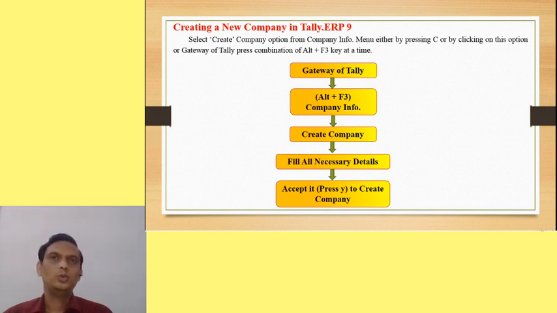Now, to work on Tally ERP9, we should create a company. To create a company, we should follow these steps. On the Gateway of Tally screen, press Alt F3, company info. When we press Alt plus F3, the company info menu will appear on our screen. In this menu, select the create company option.